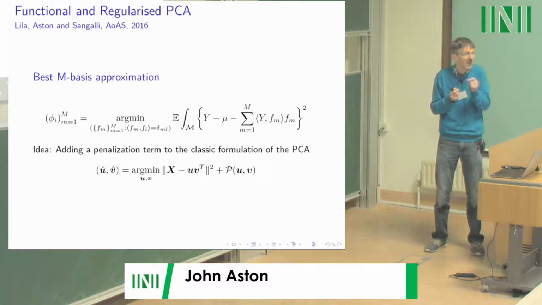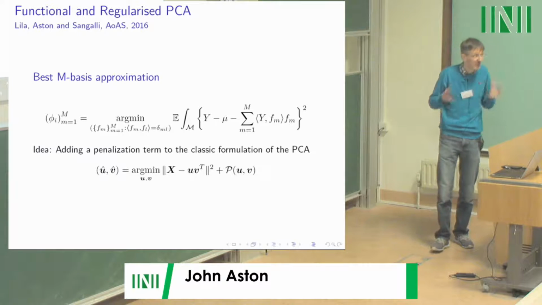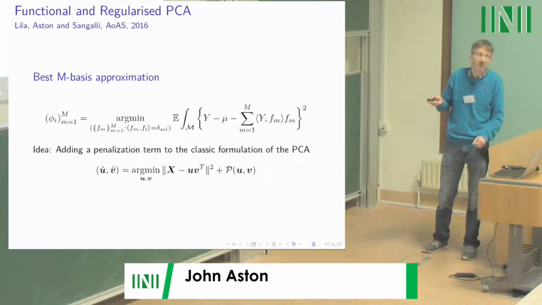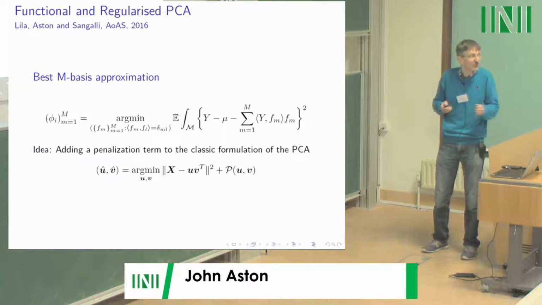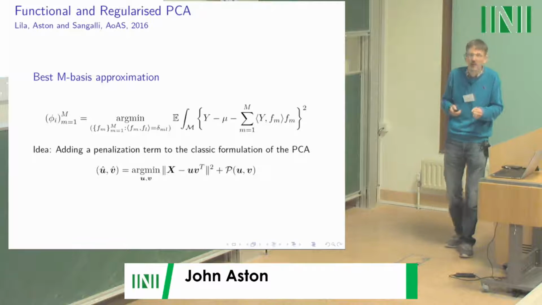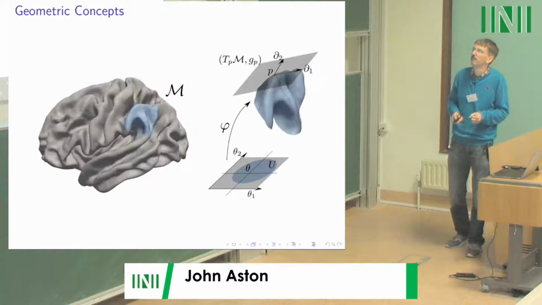If two points are close together, they should be seen as close together in the analysis. How am I going to do that? Well, I'm going to do that by putting some penalty on my principal components. If I deviate too far from the smoothness of my data, then maybe I can use that and say, well, that's probably not a very good principal component.